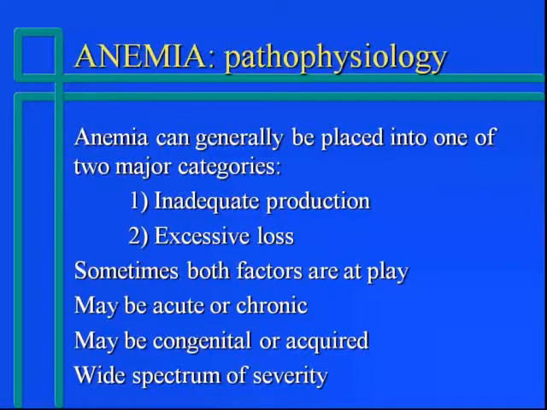I like to think of anemia in one of 2 broad categories. There's anemia due to inadequate production of red blood cells, and there's anemia due to excessive loss. And this can be either from destruction of red blood cells, from hemolysis, or from bleeding. Sometimes both factors are at play, and anemia can also be thought of as acute or chronic. It may be a congenital condition or acquired, and there's a very wide spectrum of severity that we see in pediatrics.